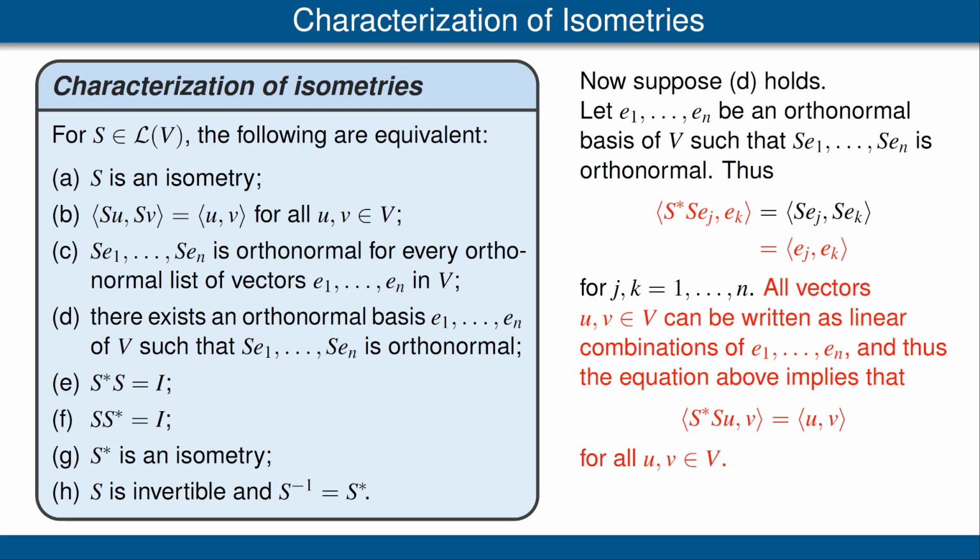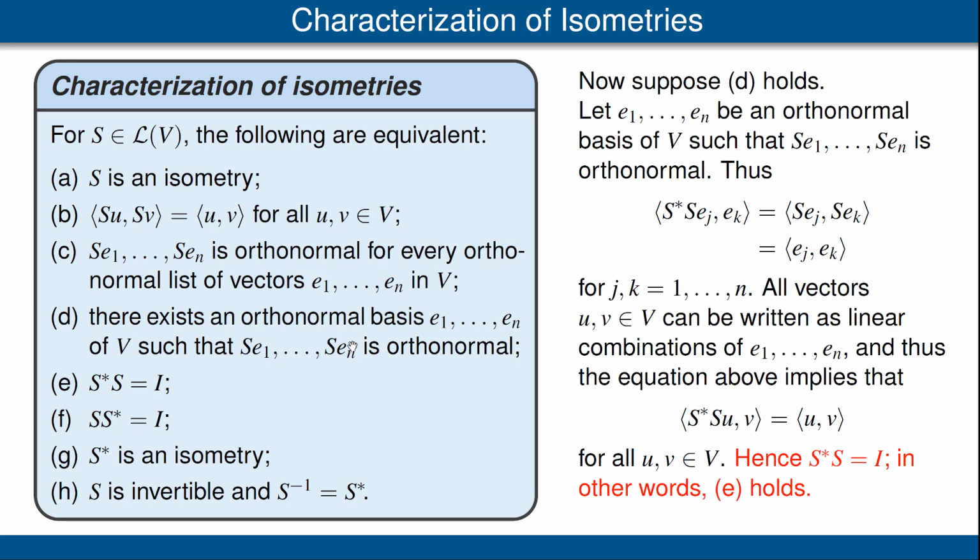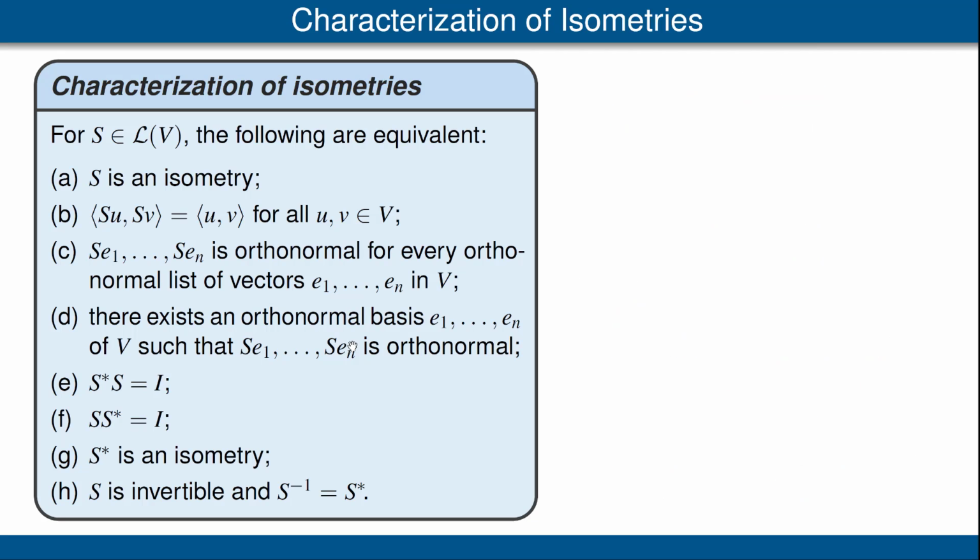Every vector in V can be written as a linear combination of the basis vectors E1 up through En. And that implies by linearity that the equation above, holding just on the basis vectors, actually holds for all vectors. In other words, we get the last displayed equation, S star S applied to U, inner product with V, is equal to U, inner product V. And that, holding for all U and V, implies that S star S is the identity operator. In other words, E holds. This completes the proof that D implies E. Now let's erase the second column so that we have room for the next set of implications.